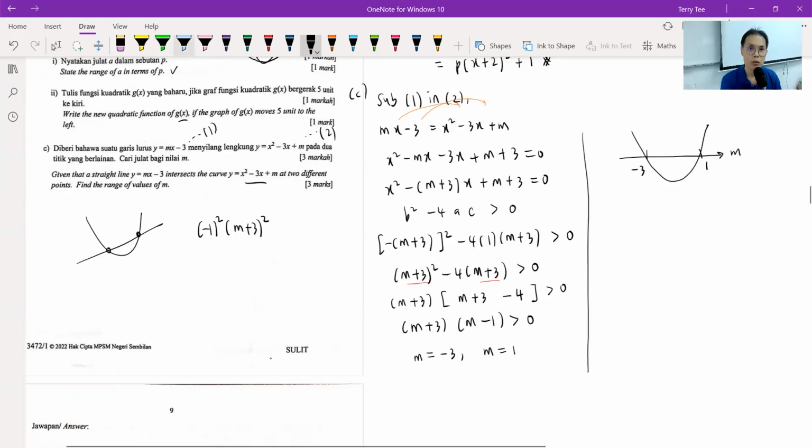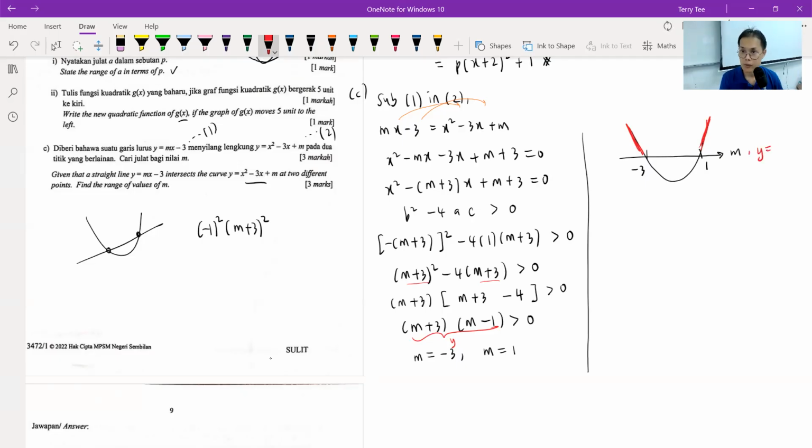But since I want it to be more than 0, I hope we all know that this more than 0 or less than 0, this inequality symbol here, determines where I should shade the region. So in this case, more than 0, the region is above, right? And what are we finding? We're finding the range of values of m. What are the m values when the whole graph, this is your y if you like, is more than 0? When it's more than 0, it is above the m-axis.